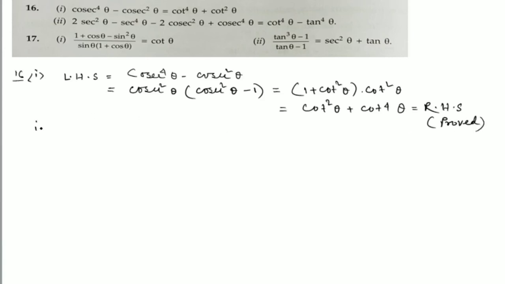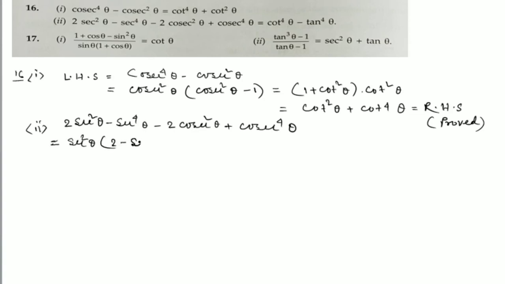Next, problem number 2. Here you can see in problem number 2, 2 sec square theta minus sec to the power 4 theta minus 2 cosec square theta plus cosec to the power 4 theta is equal to cot to the power 4 theta minus tan to the power 4 theta. Okay, so here at first we convert all this sec and cosec into tan and cot. So here we take sec square theta as common, so it will be 2 minus sec square theta, and from here we take common cosec square theta. So it is 2 minus cosec square theta.